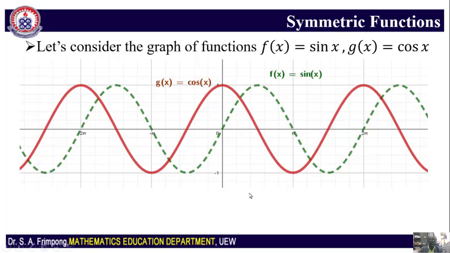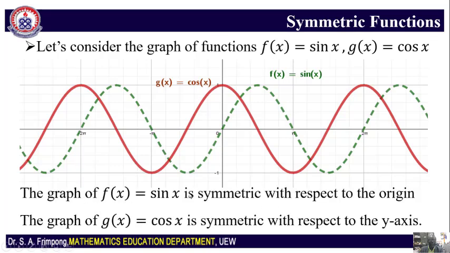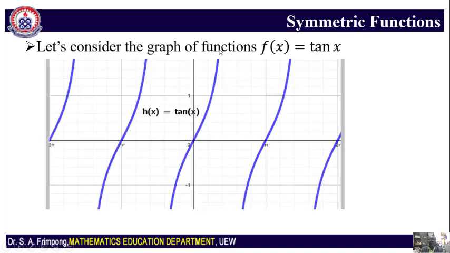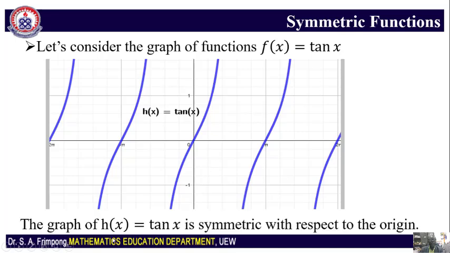We realize from the GeoGebra illustration that the graph of f of x, sine x, is symmetric with respect to the origin, and the graph of g of x, cos x, is symmetric with respect to the y-axis. So let's consider this function: f of x equals tan x. We realize that tan x is given by this. Now the graph of tan x is symmetric with respect to the origin. You can see that if I rotate this, it will come back and fit. But if I reflect, this one will go here, this one will go here. But if I rotate, this will come back and this one will go and fit here. So it's symmetric with respect to the origin.